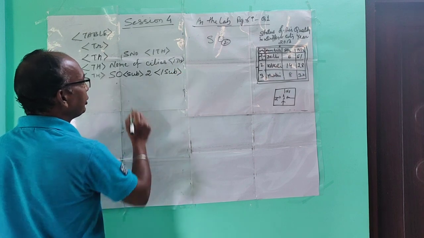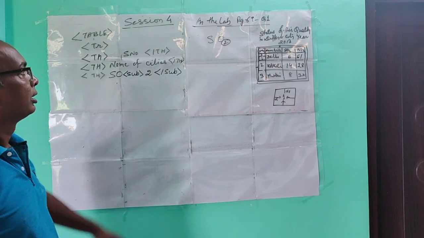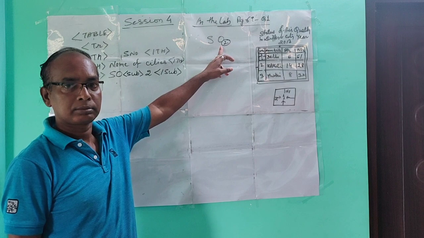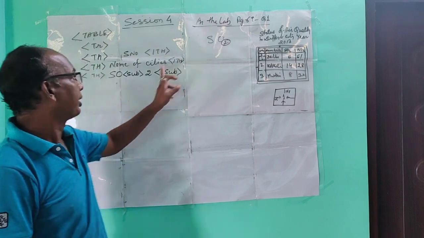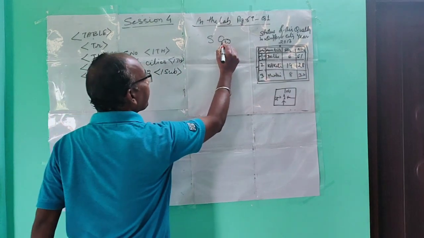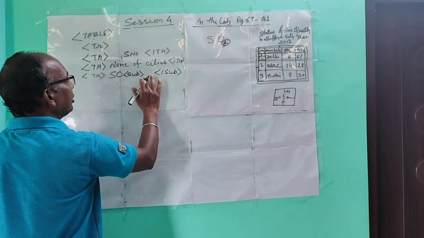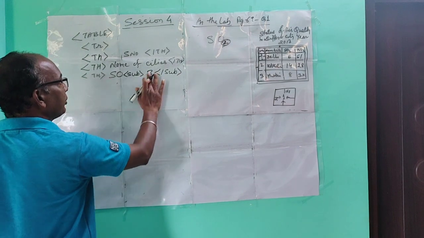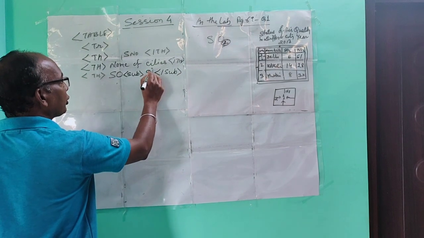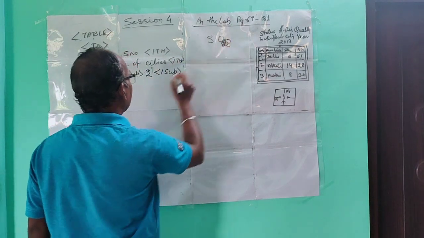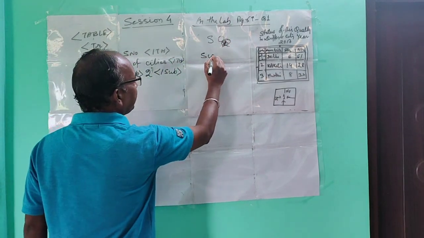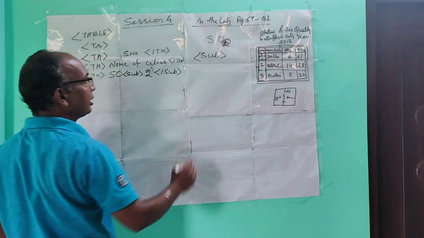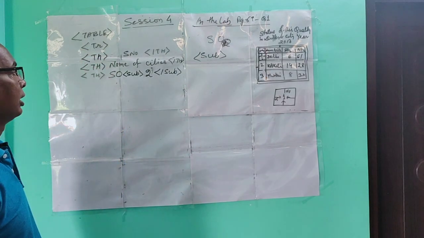The sub tag is used to create the subscript. So the value is 2, so I am writing 2 here. If you write 3 here, then I write 3. Same process, same thing. So I am giving SO2 here. The sub tag is used to create the subscript with the numbers.